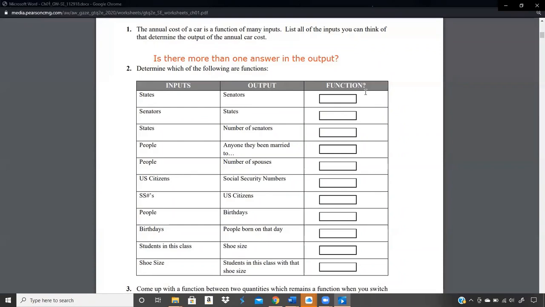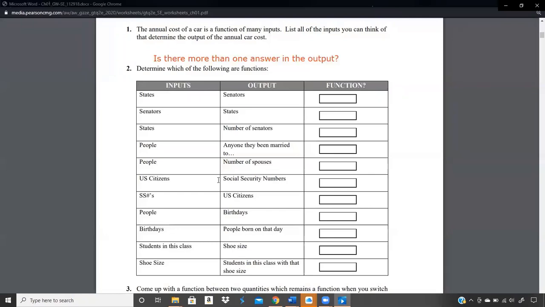But Mark Warner doesn't work for 2 different states. He only works for Virginia. So Mark Warner, that's one answer. If I say Tim Kaine, that's one answer. So again, I've basically said whether that's a function or not, but I haven't said yes or no. Those are the things you're trying to do with these.